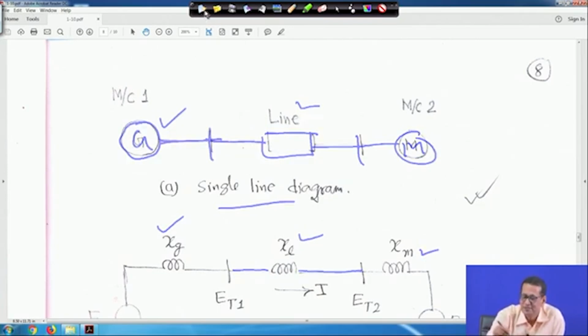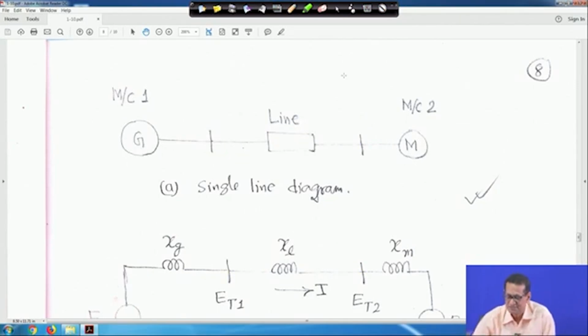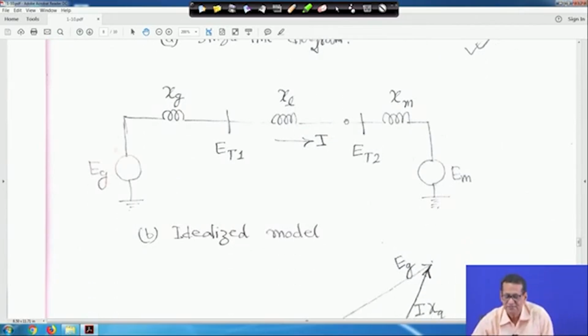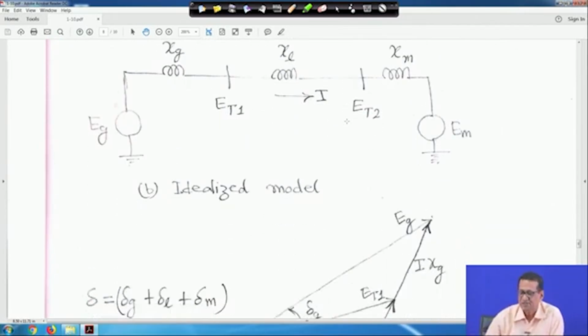The motor reactance is Xm, and here the voltage is ET1 and here the voltage is ET2. This is your idealized model because we have neglected resistance. This is the generator voltage Eg and this is Em, the motor side.